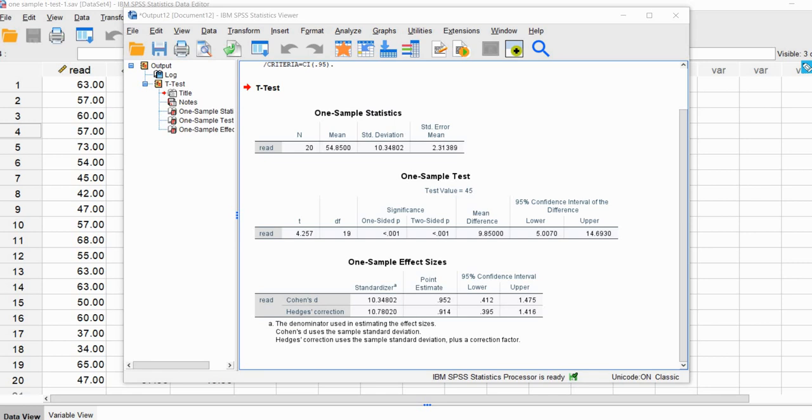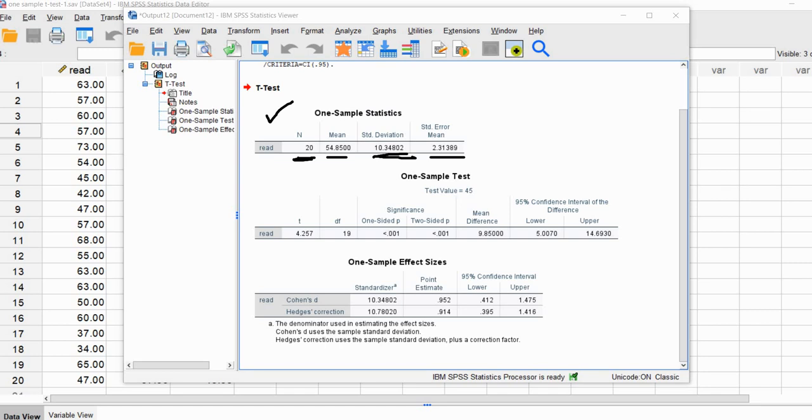In terms of our output, you'll see that we have some descriptive statistics given in this box up here. We have our sample size of 20. The mean from our sample on reading scores is 54.85. We have our standard deviation given here. The standard error of the mean is simply computed as the ratio of the standard deviation to the square root of our sample size of 20.